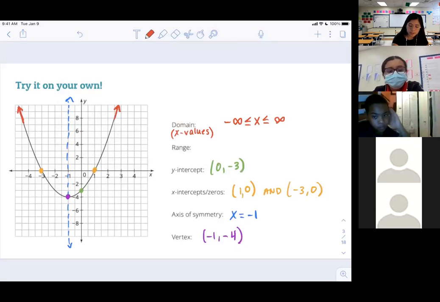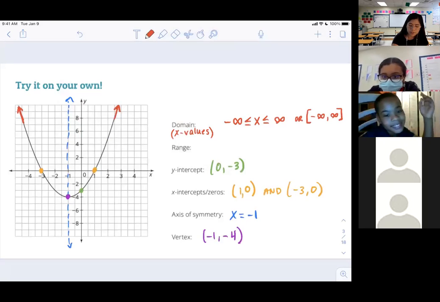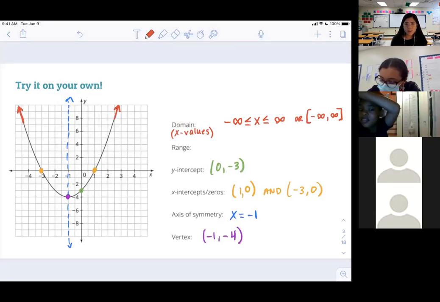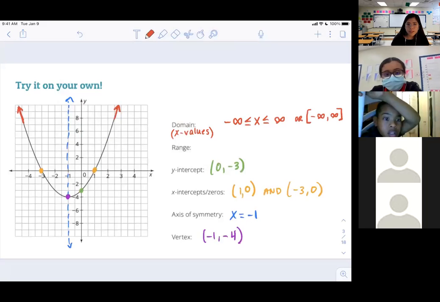You might also see it this way. Sometimes they do it this way. They kind of make it simpler. They do it in brackets. So you'll just see in brackets, the left one is how far it goes to the left, and the one on the right is how far it goes to the right. So it goes from -infinity to +infinity. That's the domain of this function. Questions on domain?